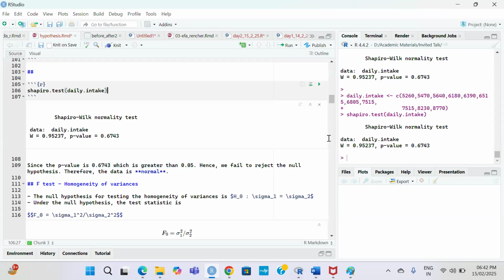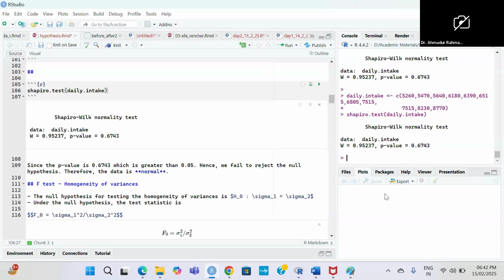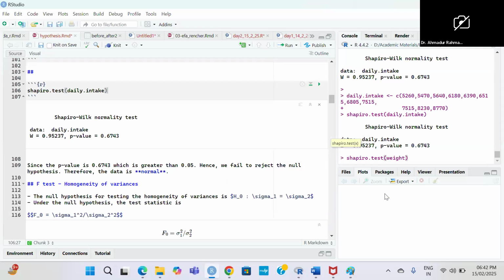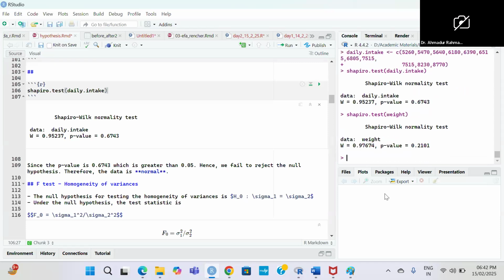See, then again we will test here shapiro.test, and we have two data sets. Weight. This weight was taken earlier, and we run this command.